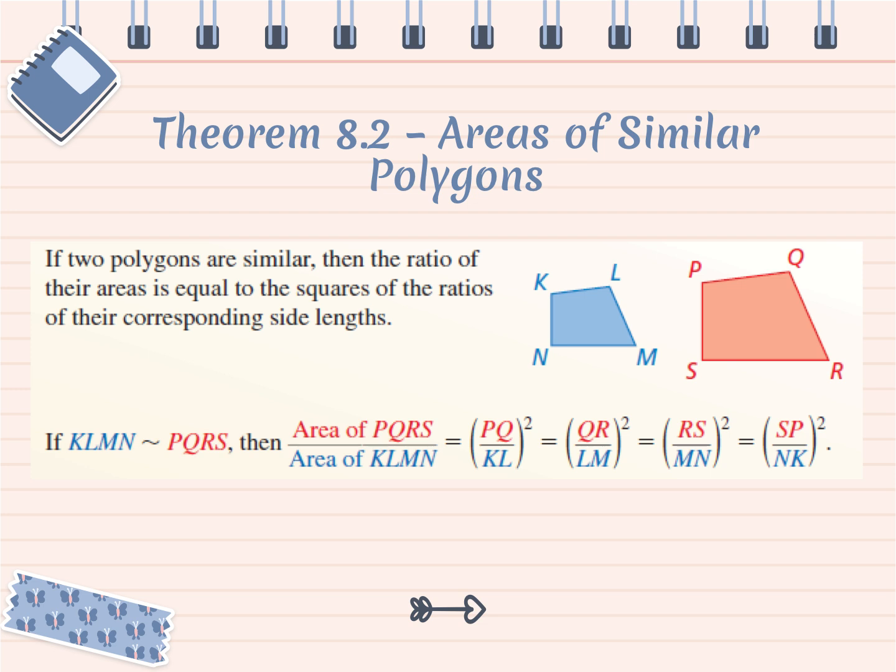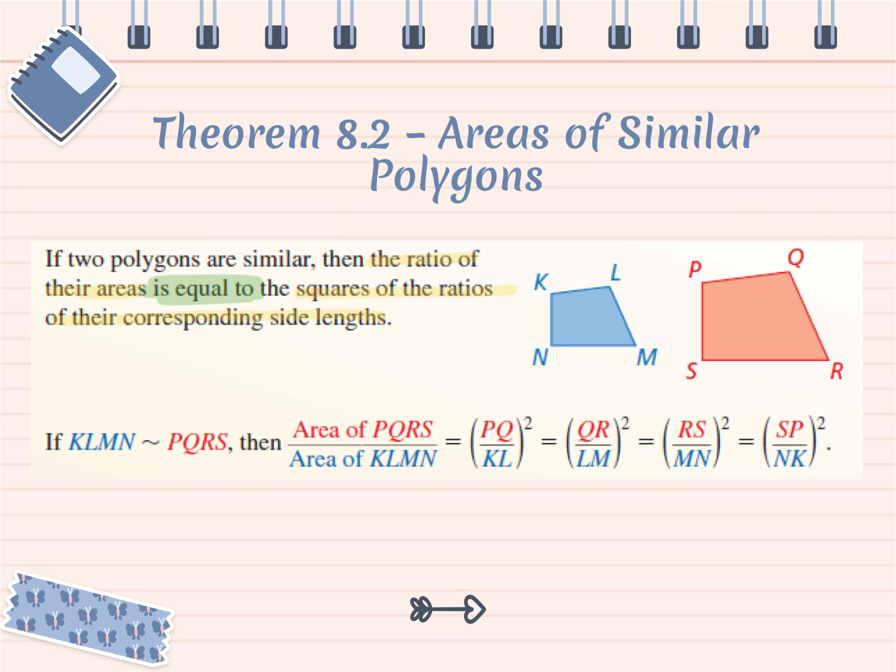All right, areas of similar polygons. Please do not forget this one. A lot of people mess up on the area. Whenever you're finding the area of something, it is always squared. So pay attention to this one. It says, if two polygons are similar, the ratio of their area is equal to the squares of the ratios of their corresponding side lengths. Keep in mind, keyword here is square.